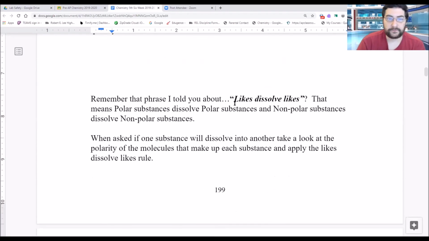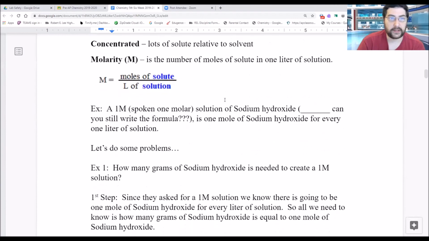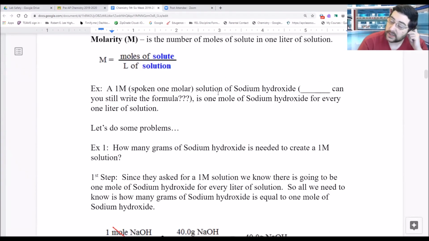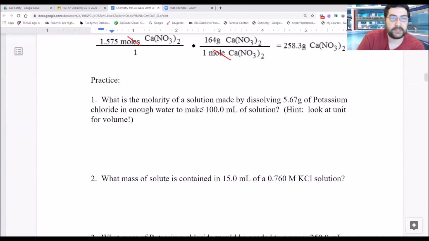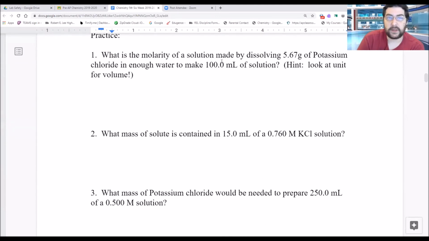Okay, talked about all of that. Molarity calculations. So we got our formula that molarity, symbolized by capital M, is moles of solute over liters of solution. And then we had some molarity calculation problems. So let's see here. What's the molarity of a solution made by dissolving 5.67 grams of potassium chloride in enough water to make 100 milliliters of solution?